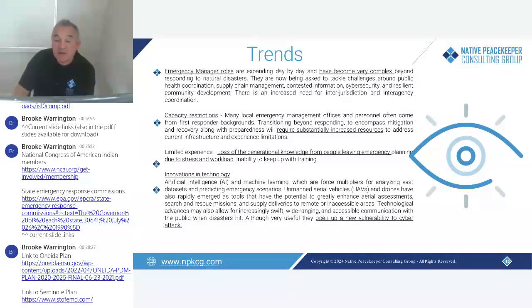Innovations in technology with AI and machine learning are force multipliers for handling vast data sets, helpful during times like COVID when we had such a broad range of information. We didn't know what was good, bad, or otherwise. Things like that now are getting streamlined a little bit more. But UAVs and drones have also rapidly emerged as tools that have the potential to greatly enhance aerial assessments, search and rescue, and supply deliveries to remote or inaccessible areas.